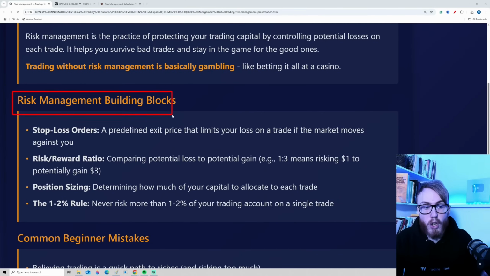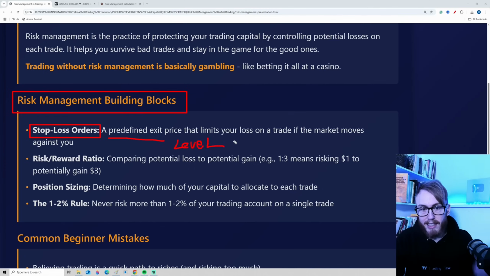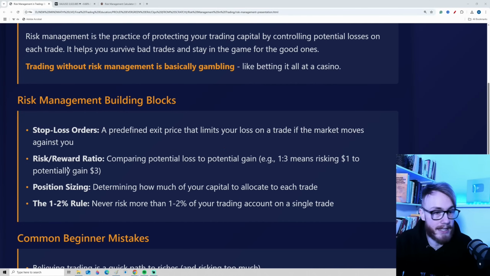But now, what are the most important risk management building blocks? Well, the first one you might have heard about, and that is stop loss orders. A stop loss is basically a predefined exit or a predefined level on the chart that limits your loss on a trade if the market goes against you. So let's say that you buy at 100 right here and you set a stop loss at 90. If the price goes down to 90, you will automatically sell.